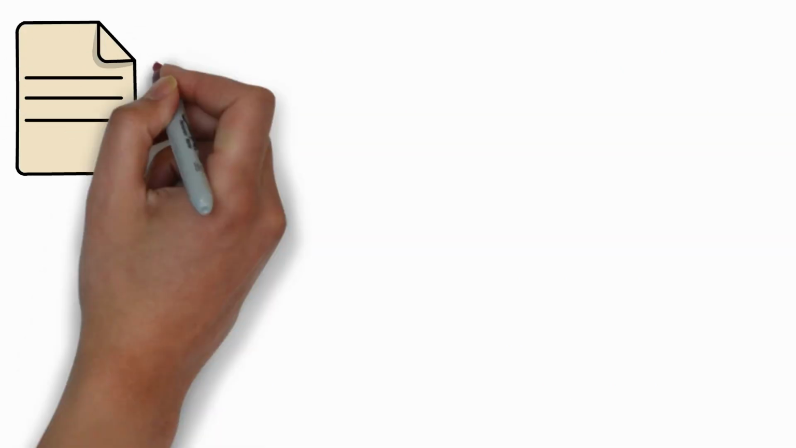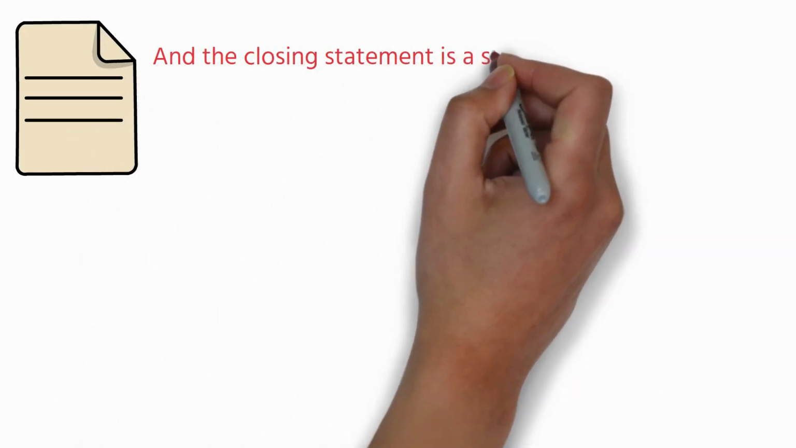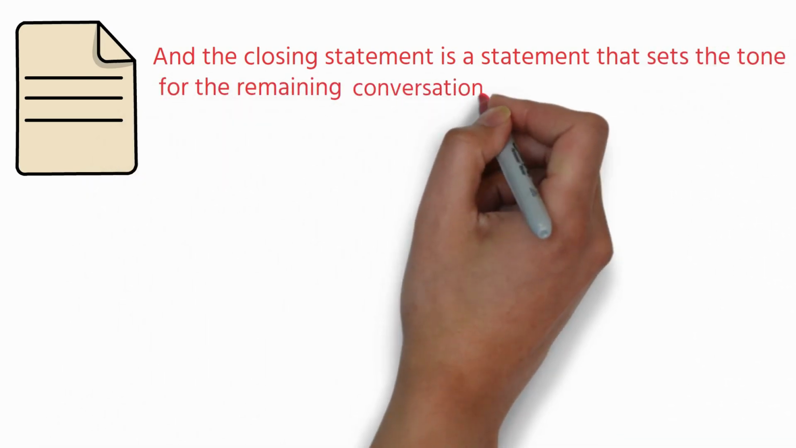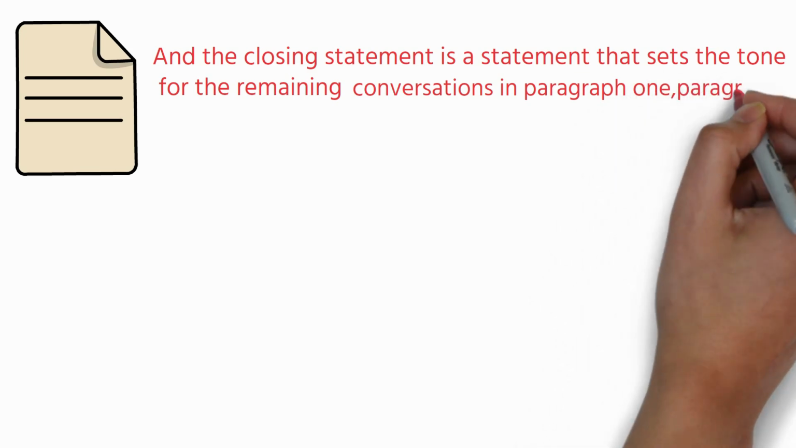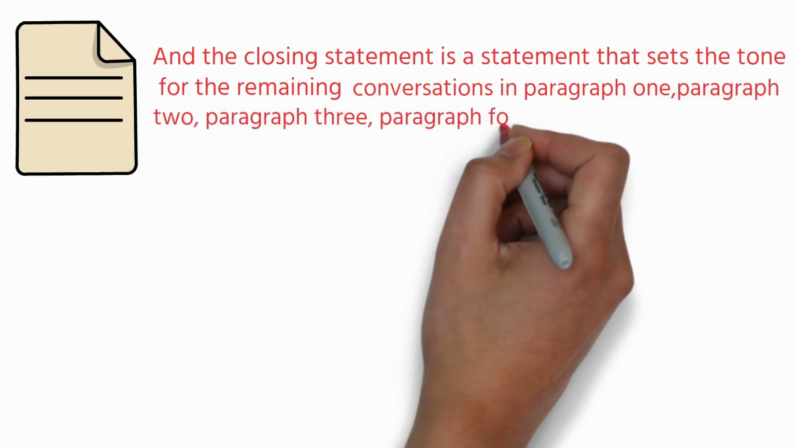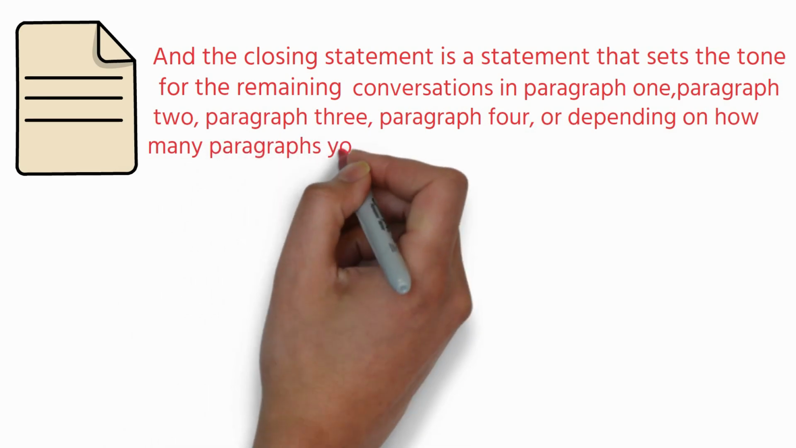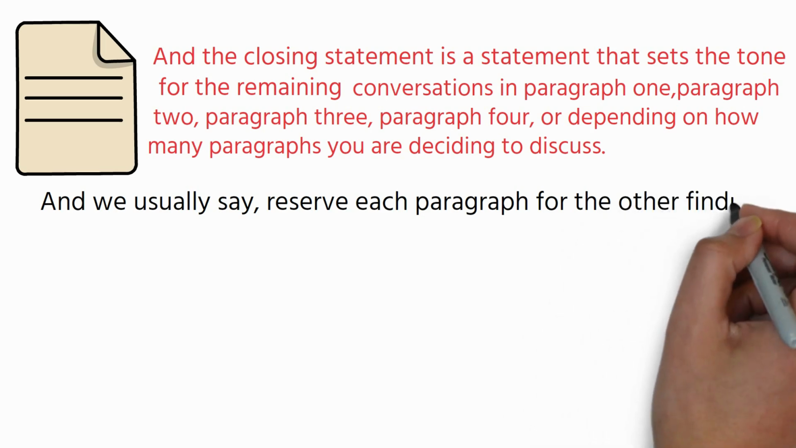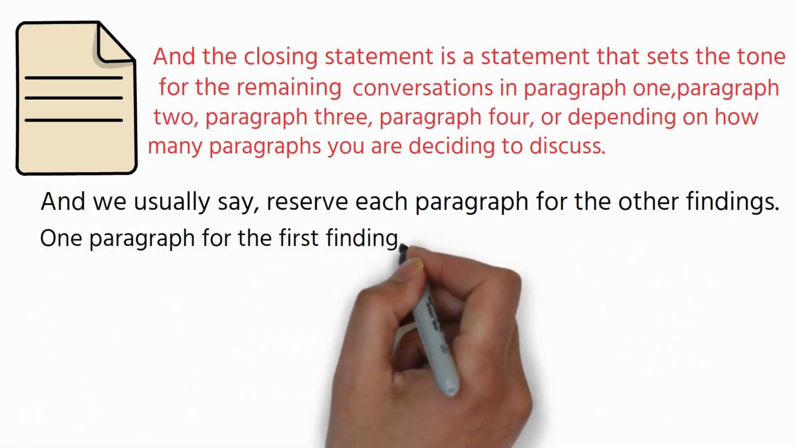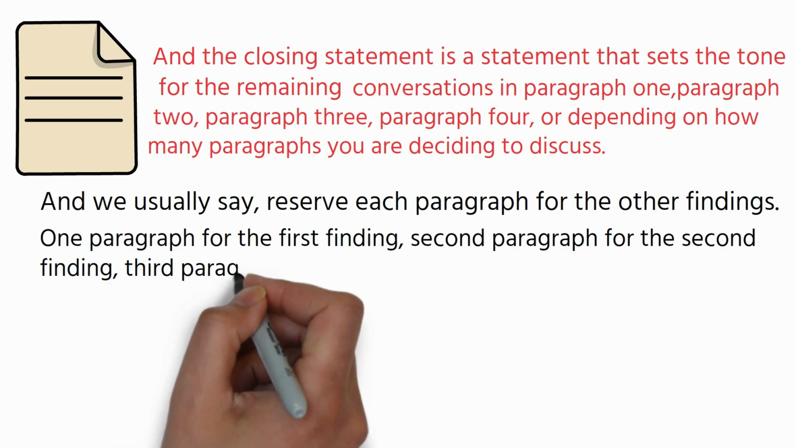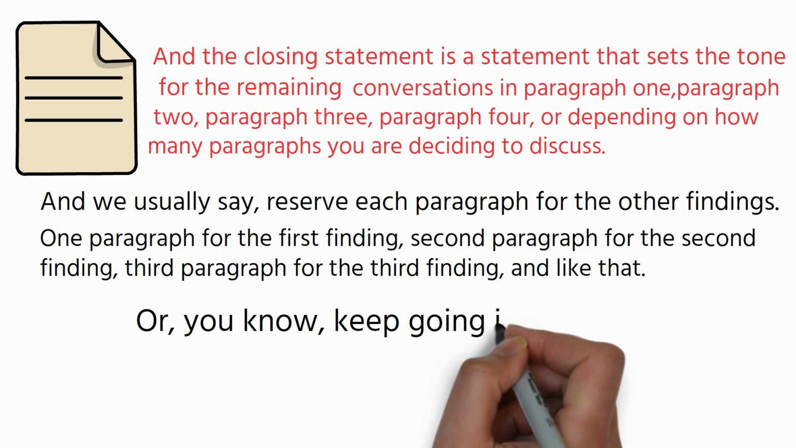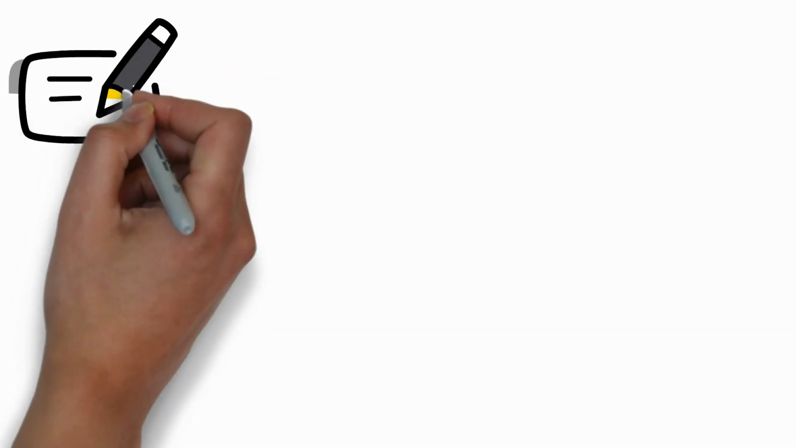Now, one statement, second statement, third statement. Now we go into the closing statement for that particular paragraph one. And the closing statement is a statement that sets the tone for the remaining conversations in paragraph two, paragraph three, paragraph four, or depending on how many paragraphs you are deciding to discuss. And we usually say reserve each paragraph for the other findings. One paragraph for the first finding, second paragraph for the second finding, third paragraph for the third finding, and like that, or keep going in sequence.